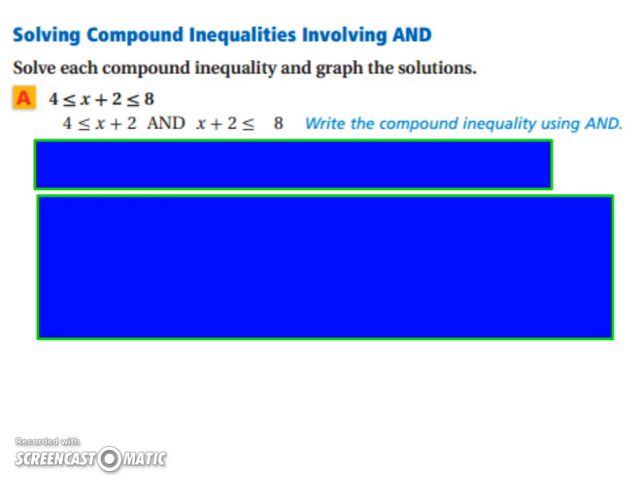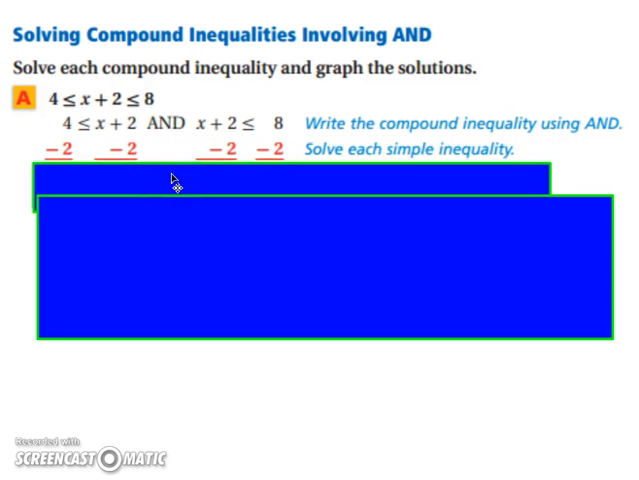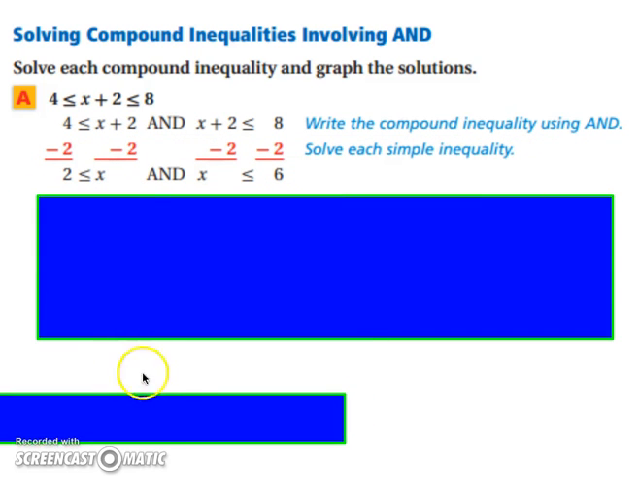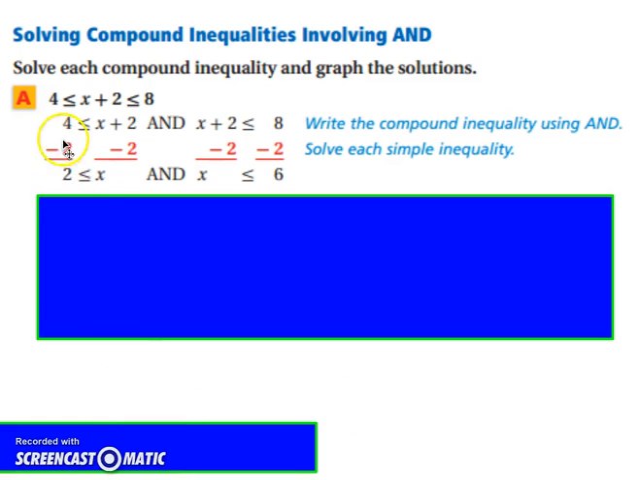Let's look at solving compound inequalities involving AND. So we have 4 is less than or equal to x plus 2, which is less than or equal to 8. So think of it as an AND statement. So you have 4 is less than or equal to x plus 2, and x plus 2 is less than or equal to 8. And then just solve them separately. So you're going to subtract 2 from both sides, leaving you with 2 is less than or equal to x, and x has got to be less than or equal to 6.